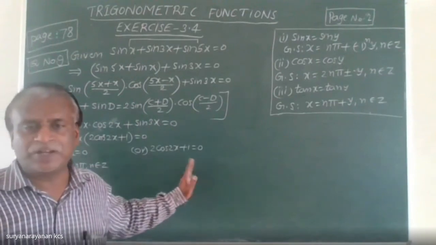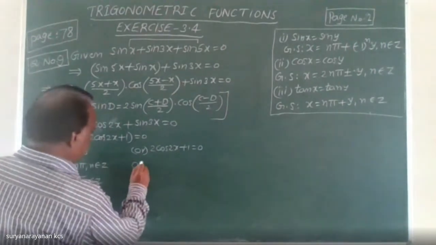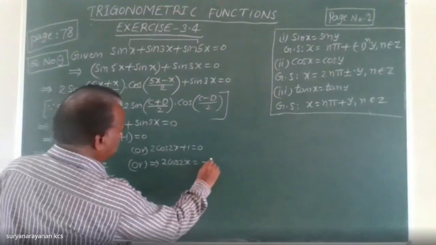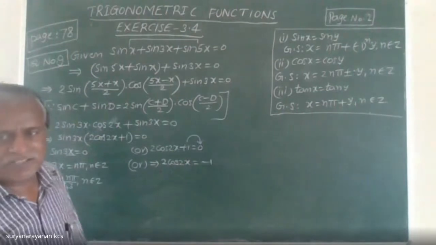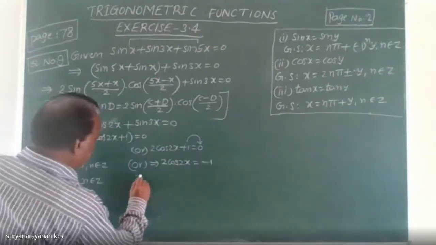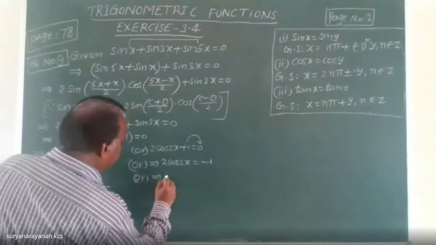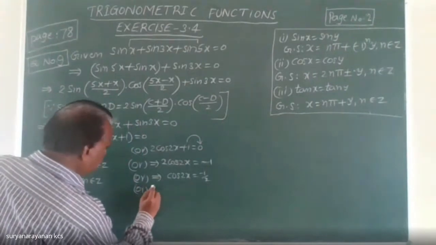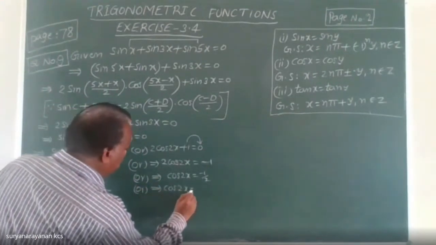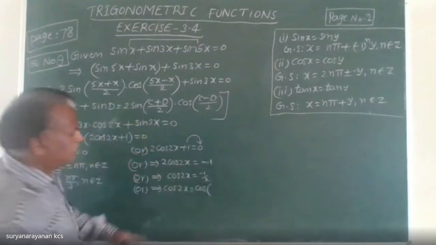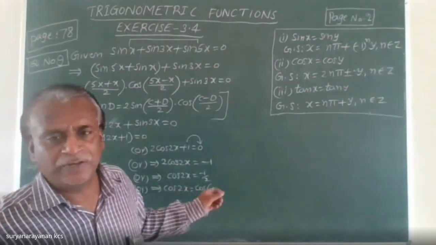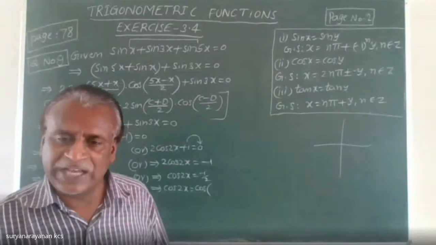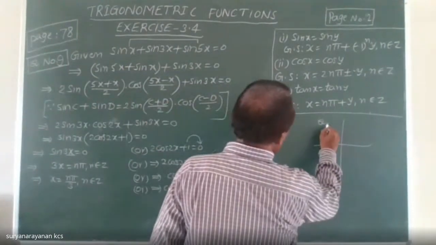Now come to this trigonometric equation. This implies 2 cos 2x is equal to minus 1. We transpose plus 1 to the RHS, then it becomes minus 1. This implies cos 2x is equal to minus 1 by 2. In which quadrant is cos negative? Second and third.